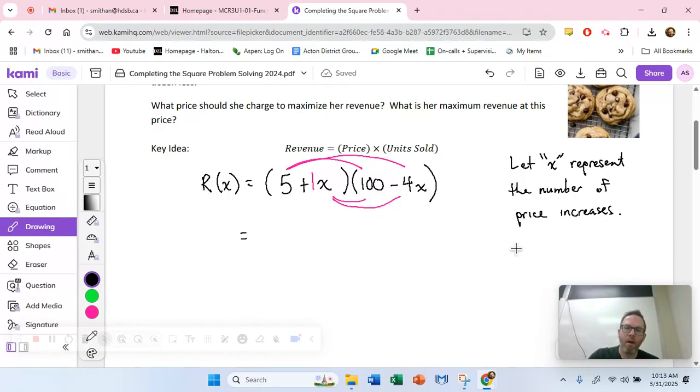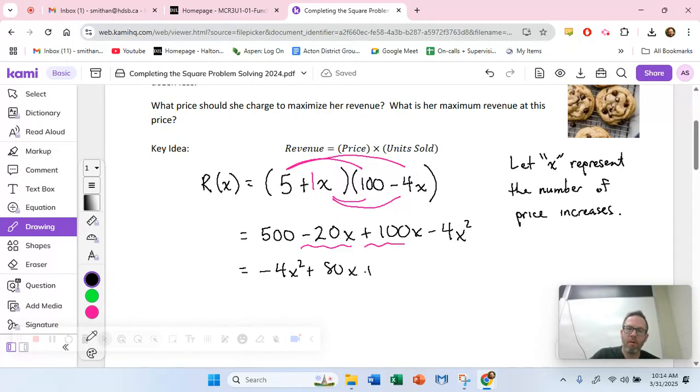So 5 times 100, 500. 5 times negative 4x, negative 20x. 1x times 100, 100x. And then minus 4x times 1x makes minus 4x squared when you multiply them. I like writing my squared term first. That way there's no confusion picking off your a, b, and c. And we just got to add the like terms. Negative 4x squared plus 80x plus 500.